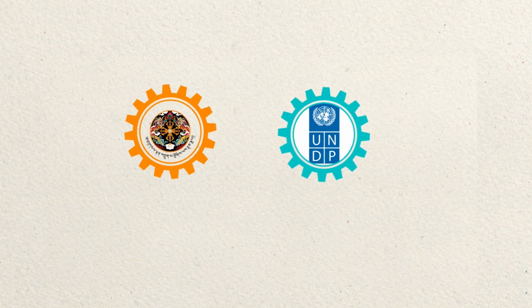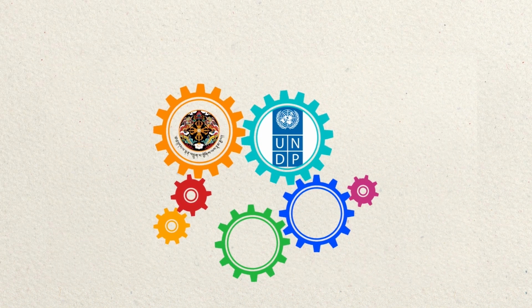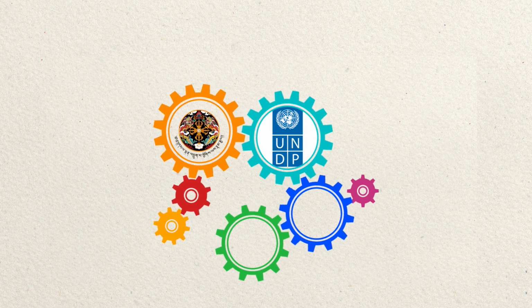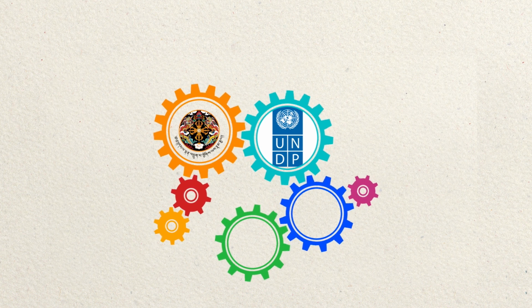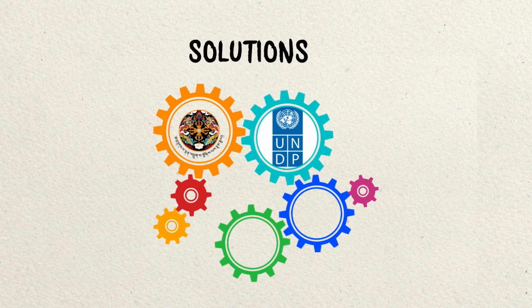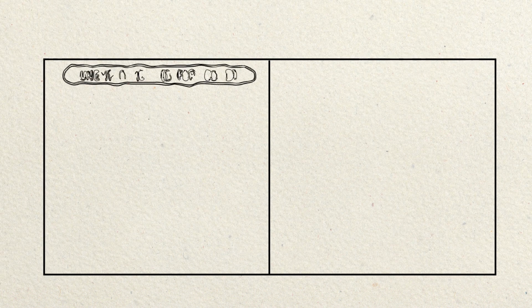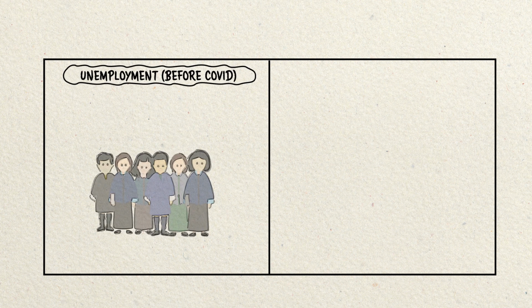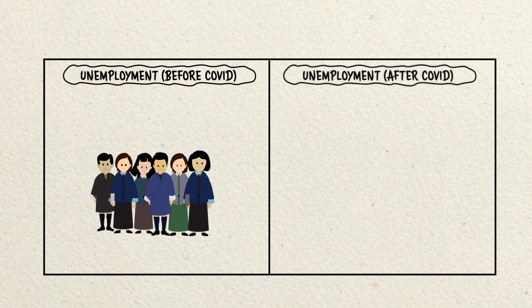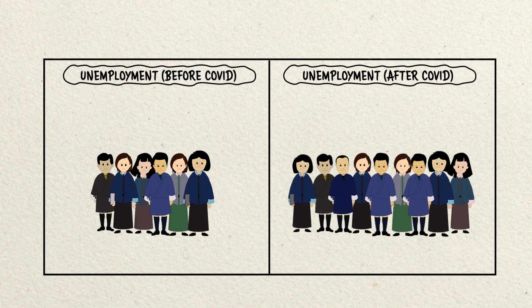The Royal Government of Bhutan partnered with UNDP in early 2020 to apply systems approach to understand youth unemployment and explore solutions to address the ever-growing issue. Many young Bhutanese struggled to find jobs even before COVID-19. Now, as the pandemic continues, finding employment has become harder.